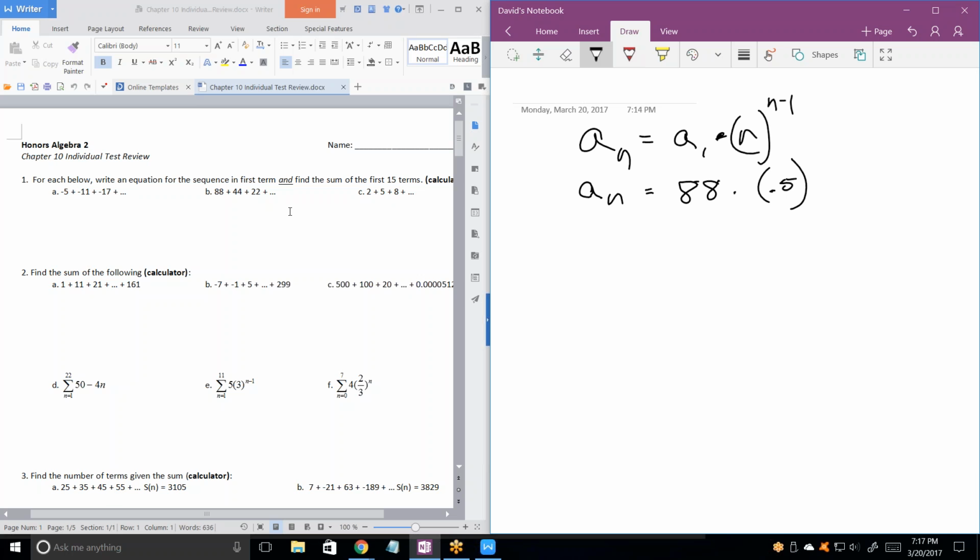Let's figure out the nth term. In other words, this is the general formula for a geometric sequence, but she wants the specific formula for the sequence. Well, the specific formula has the first term, 88, and the common ratio, which is 1/2, to the n minus 1. So that would be the first answer for this problem.